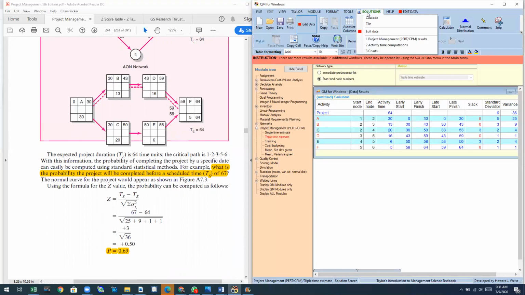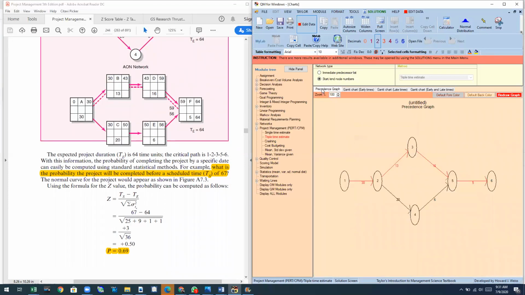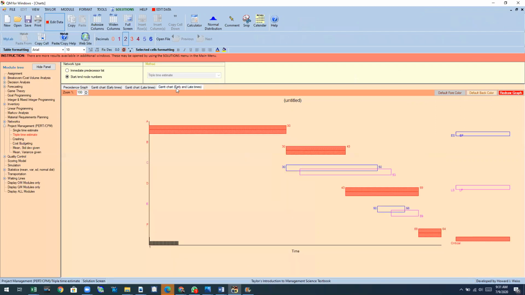We look at solution. If we click on charts and then click on precedence graph, it shows us the network. So 1 to 2, 2 to 3, 3 to 5, 2 to 4, 4 to 5, 5 to 6. And as you can see, the red arrows represent the critical path, which is 1, 2, 3, 5, and 6. And then we can click on the Gantt chart.